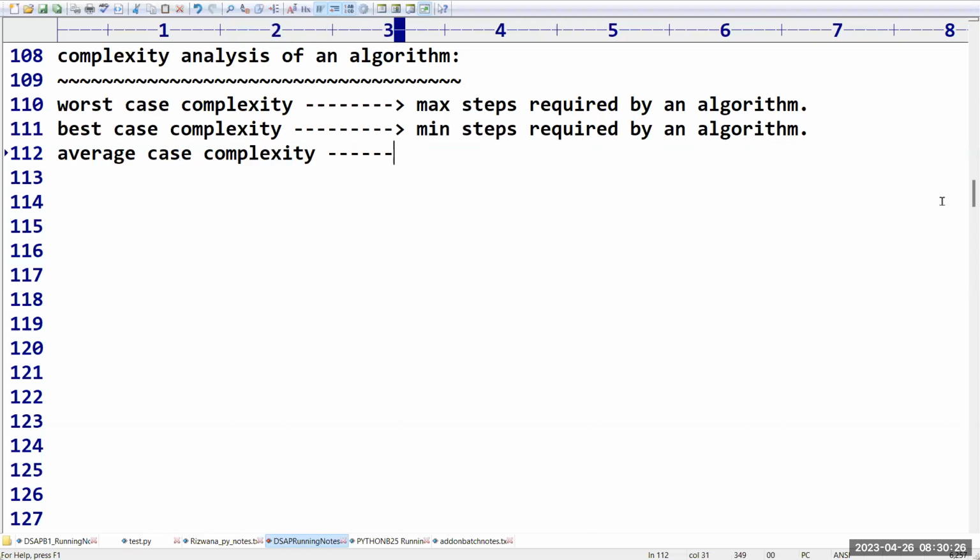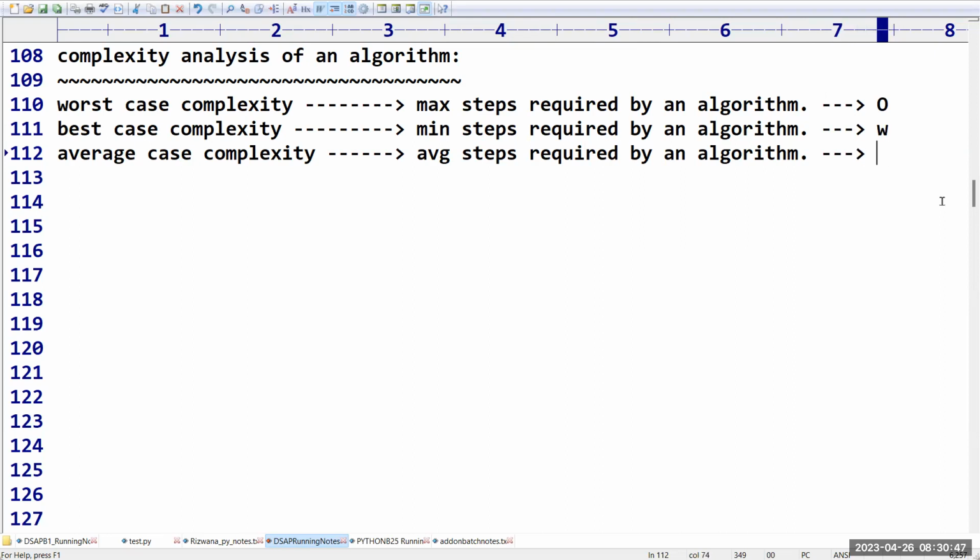What is meant by average case complexity? The average steps required by an algorithm. Generally, to measure the worst case we use big O. To measure the best case complexity we use omega. And to represent the average case we use theta. This is the general representation. But in our syllabus we will generally concentrate on the worst case only.